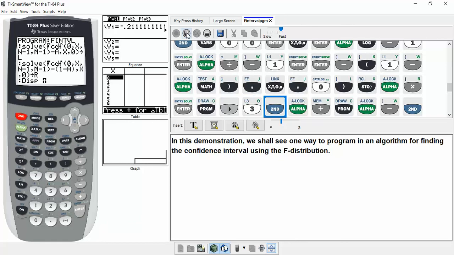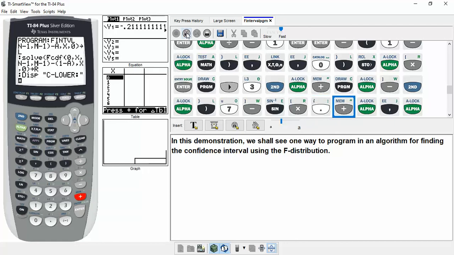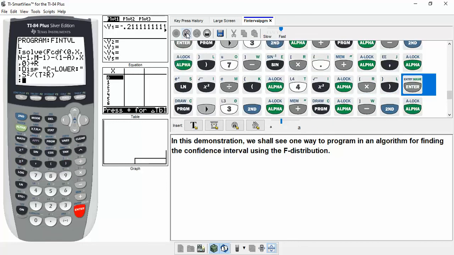Then I go over to Program, I/O, and Display, because I'm going to display the lower bound for the confidence interval. So I'm going to type in C, then I'm going to hit the minus sign, and then I'm going to type in the word lower, L-O-W-E-R. And then I'll put a colon, and then I'll close off those double quotes. And then I'm going to do a comma, and this time I'm going to give it the formula for the lower bound of the F interval, which in this case is S squared, standard deviation from the first group, divided by the standard deviation of the second group, t squared in our algorithm, times the right critical value. Then I'm going to close that.